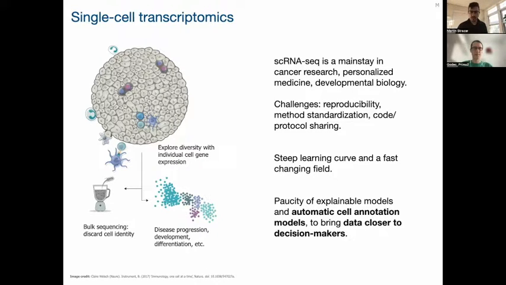It is a field that has evolved substantially also in a computational sense. However, we feel there is still a paucity of explainable models that would bring the data closer to decision makers, be it data scientists or non-data scientist type experts.